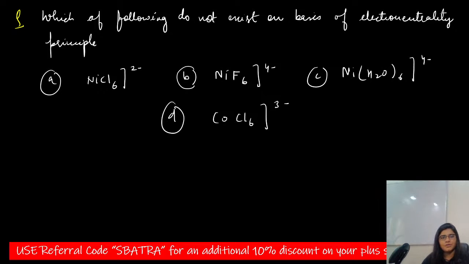Which of the following do not exist on the basis of the electroneutrality principle? You have to apply the electroneutrality principle and tell the stability of these compounds. Which of the following do not exist on the basis of the electroneutrality principle?